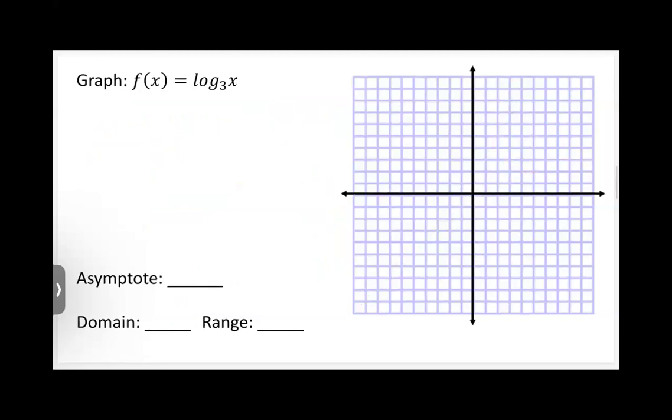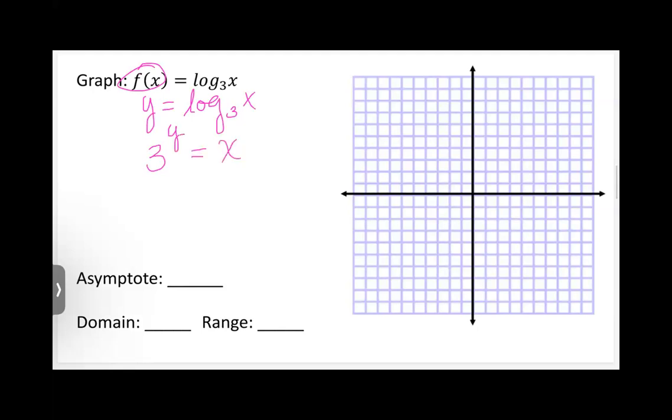Okay, so same thing here. Log base 3 of x. So let's try this. Now you pause it and try this yourself. But I'm going to go ahead and do it, and then you can look at it when you get stuck, or look at it however you need to do it. So remember that f of x is just y. So y equals log base 3 of x. So if we want to write this as an exponential, this is 3 to the y equals x.